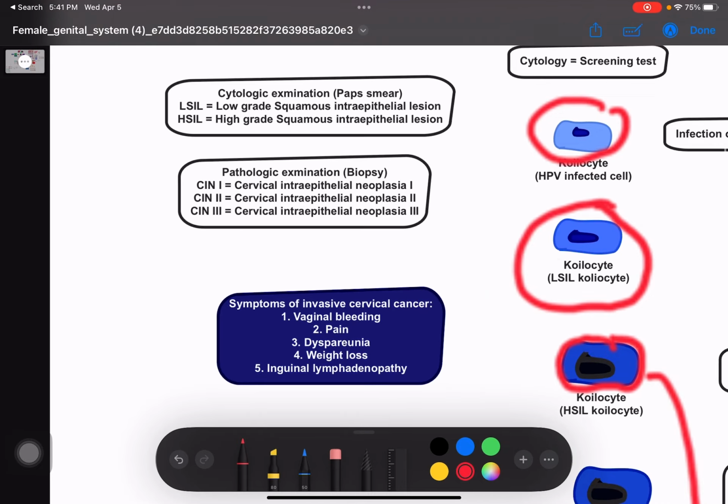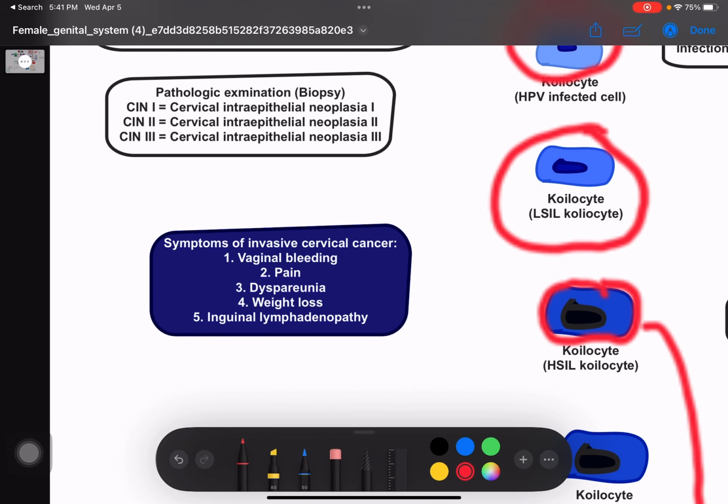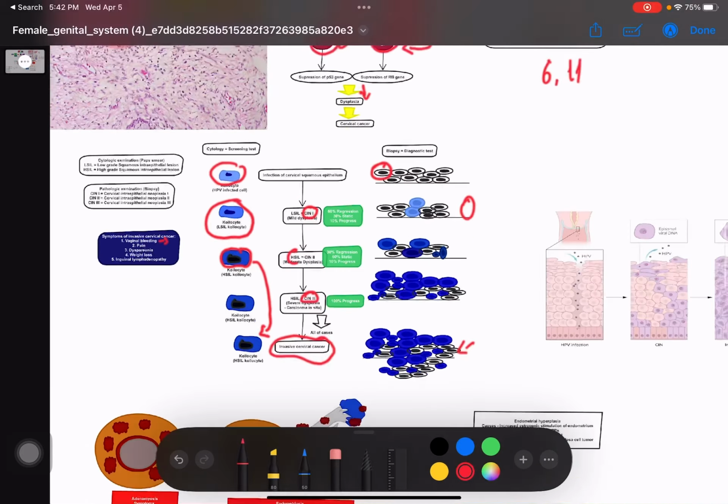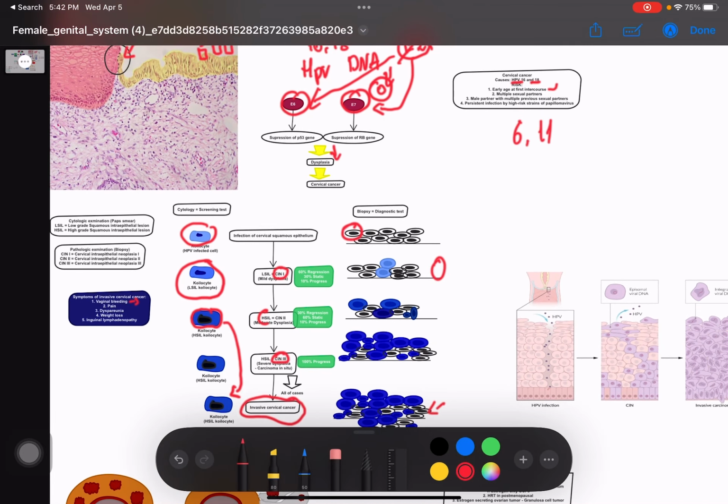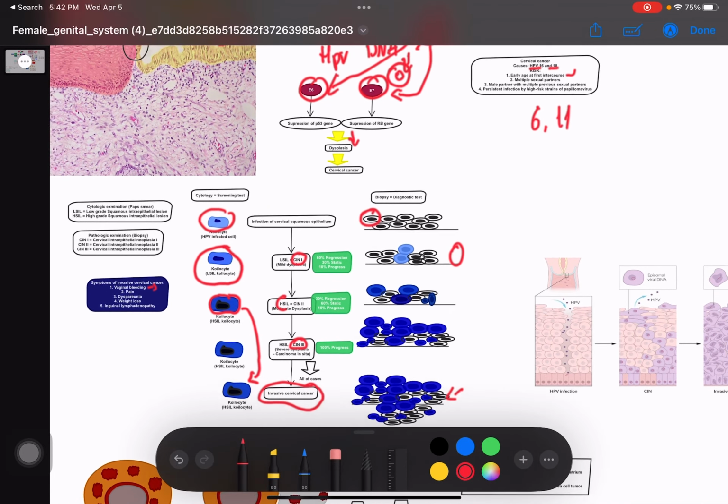Okay. So symptoms of invasive cervical cancer include vaginal bleeding. This is hemorrhage from the vagina. This is also pain. Dyspareunia, which is painful sexual intercourse. There can be weight loss and inguinal lymphadenopathy. So those are classical symptoms of invasive cervical cancer.